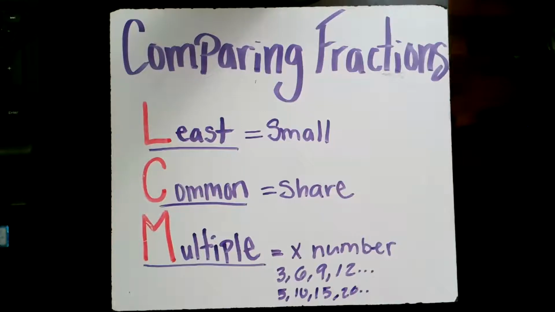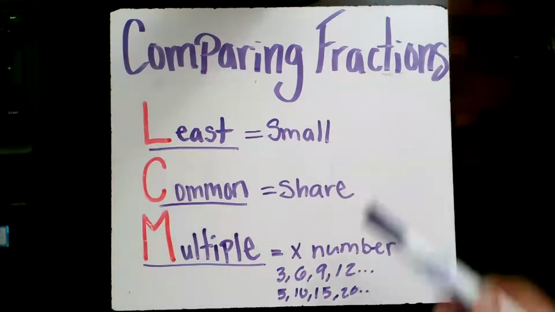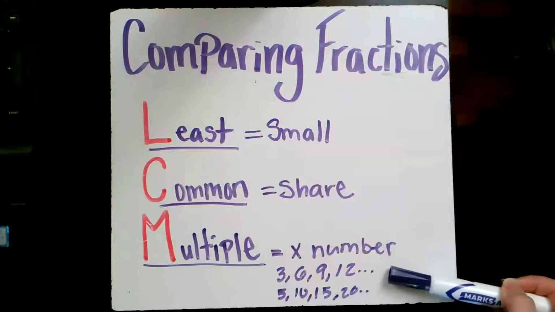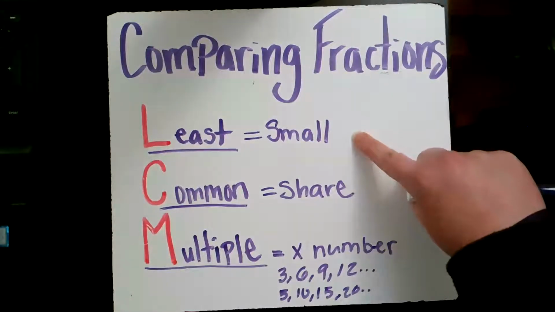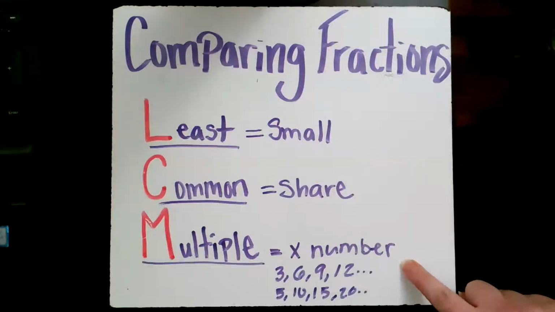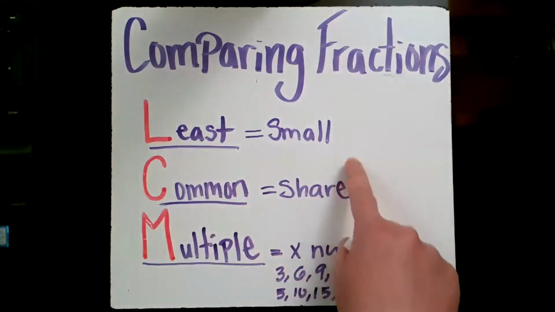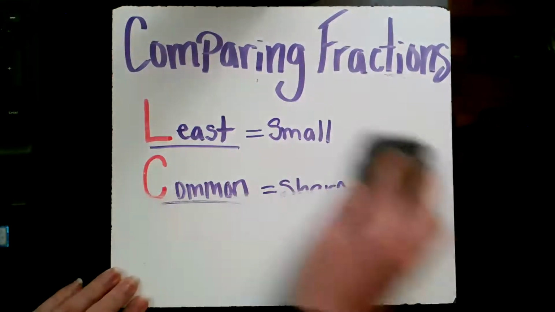So when we're asked to find a least common multiple, or LCM, we're actually looking for the smallest number that both numbers share that's a multiple of each number. So we're looking again for the smallest number that's shared between multiples, or numbers that those two numbers have in common. So now that we know what least common multiple means, a small number that's shared between numbers, okay, let's take a look at how we would find a least common multiple, or an LCM, okay?